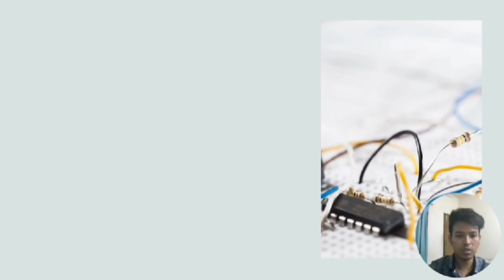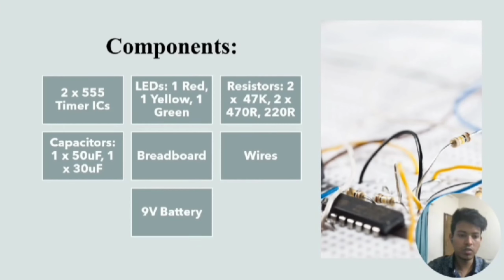I'll be discussing the components of our traffic light controlling system. We have used two 555 timer ICs, three LEDs: red, yellow and green, and three 200 ohm resistors. For R1 and R2 it is 470 ohm, and for R3 we have also used it.